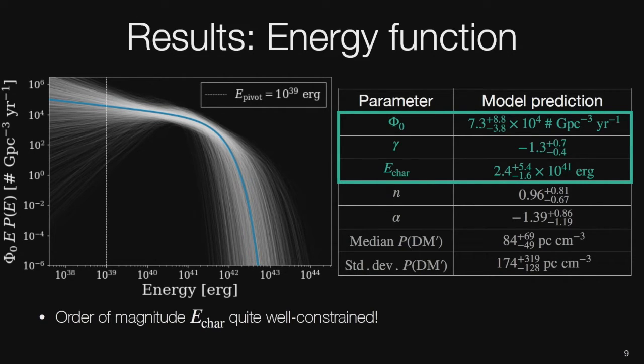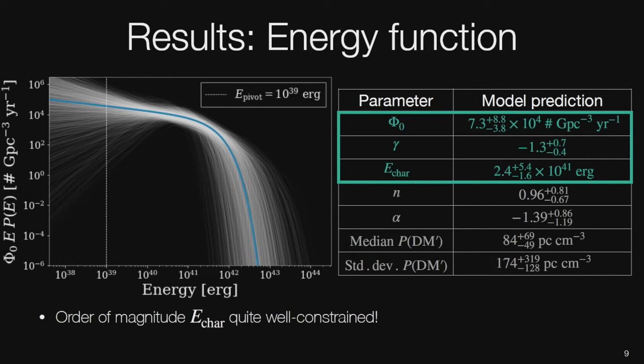What I've plotted here, all these white lines are allowable samples from my MCMC, and overlaid in blue is the best fit. This is the energy function scaled by the energy and the volumetric rate, plotted against the energy. We notice a few things. First, if we want to quote a volumetric rate, we have to make sure that we are quoting it above a pivot energy, otherwise we would diverge at lower energies. We choose this pivot energy to be about 10^39 ergs, and that gives us a volumetric rate of nearly 10^5 gigabursts per cubic gigaparsec per year.